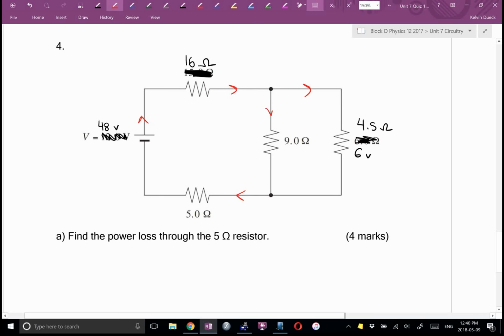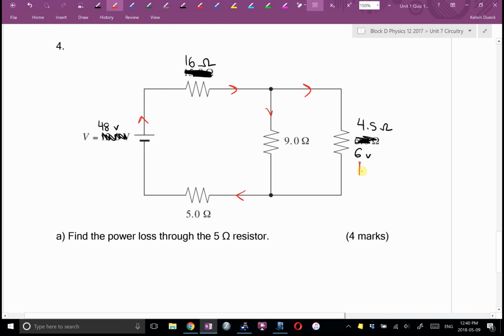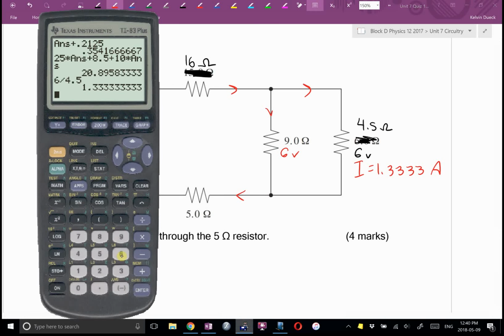I know 4 things. I definitely know the current. Current is going to be 6 divided by 4.5, 1.33333. Oh, and 9 ohms. I think this is also 6 volts, yes? Because from here to here has to be the same potential difference. So I can tell you the current there, it's going to be 6 divided by 9, 0.6666. Is that right?